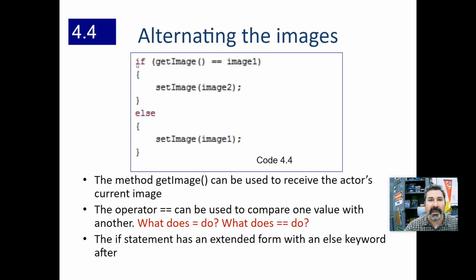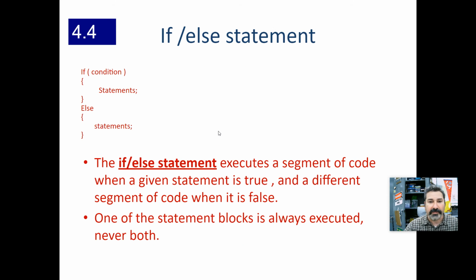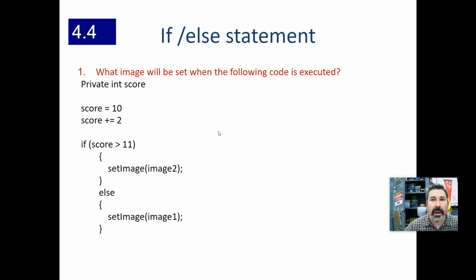Let's go look at this. So in this example, the code we're going to type is going to say, hey, is the current image image 1? And if that's true, it's going to set it to image 2. If this is false, it's going to set it to image 1, right? So it's going to do this or do this. It's never going to do both. Okay? All right. Now let's practice playing around with our if-else statement.